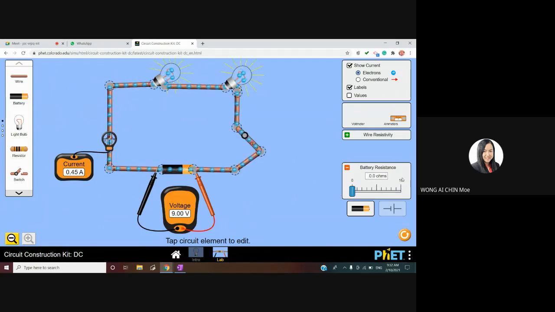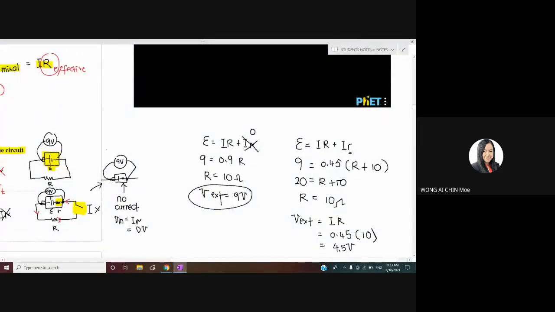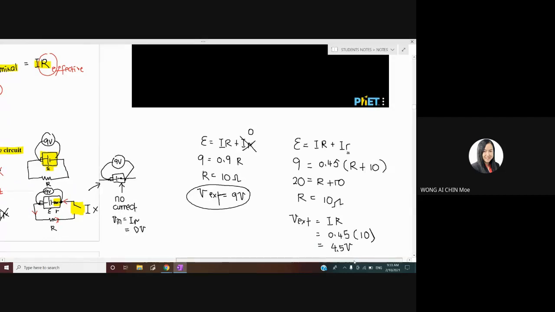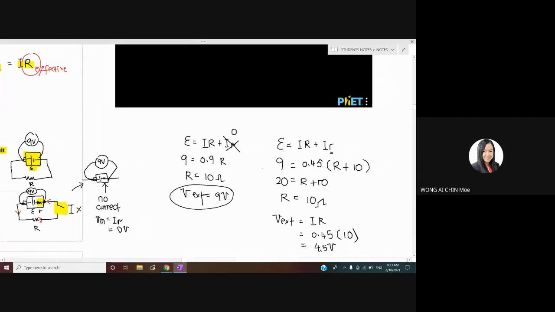If I remove the internal resistor, it is still 9 volt, meaning that 9 volt will distribute to these two light bulbs. But if I increase the internal resistor, only 6 volt comes out. Okay, so if we calculate again, just now with only one light bulb, our V external equals 4.5.